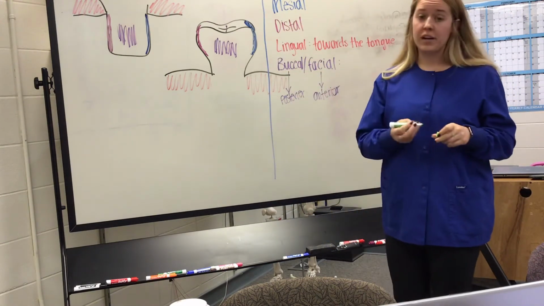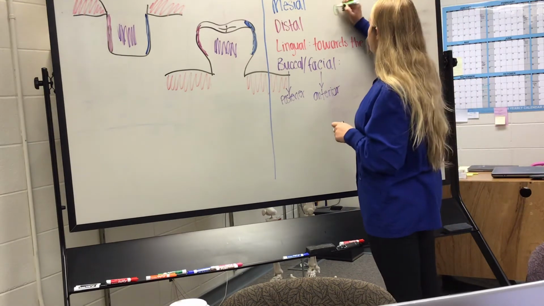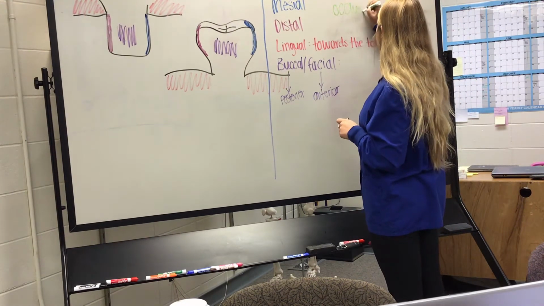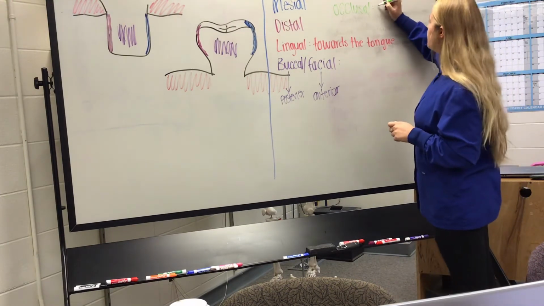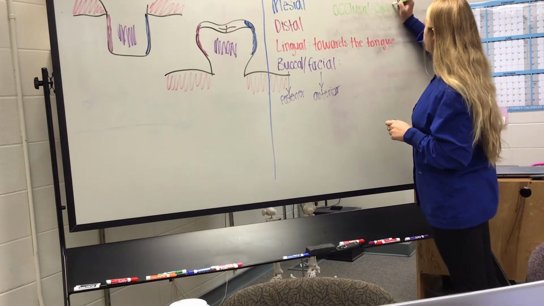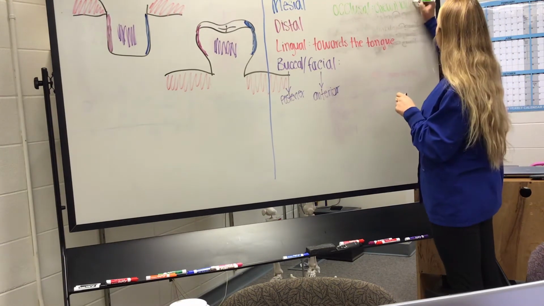Okay, so the next surface that I'm going to show you is also only posterior. There is a lingual component of it as well, but it's a different name. So we have our occlusal surface, which is going to be our chewing surface. I'm just going to go ahead and write chewing. And like I said, this is only posterior.